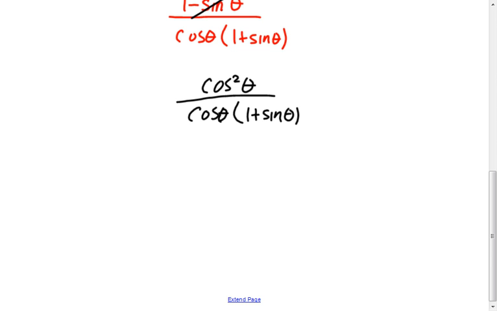Okay, and now what I can do is I can cross this cosine out with one of the cosines, because cosine squared is really cosine times cosine. So I'll write that so that you can see this. And then one of those will cross with one of those, and then you'll have cosine at the top and 1 plus sine at the bottom, which is exactly where you need to be. So I have just turned the left side into the right side of our equation there.